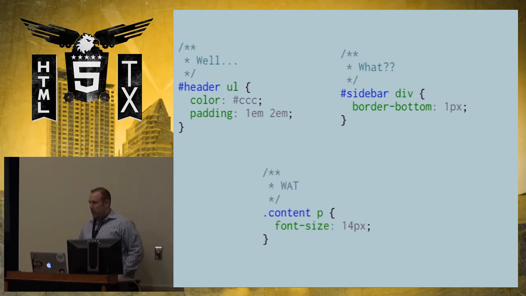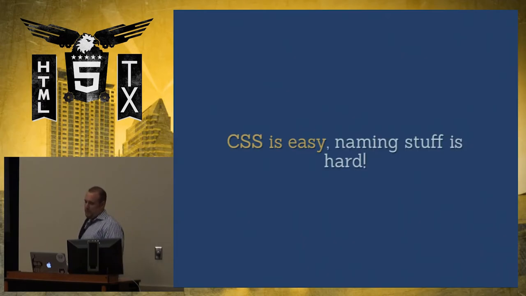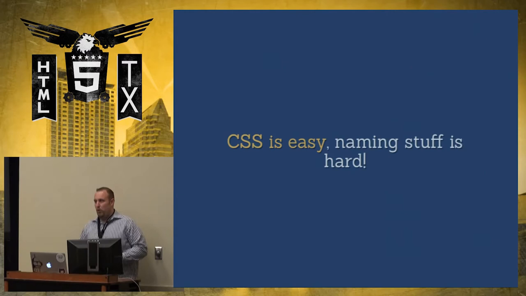And the last one I have is content P. The fact is, there's always going to be a chance that text is not going to be in a P tag every time, especially in your content. You could be inside of a section tag, and there might not be a P tag there. There's all sorts of situations where that's just not going to work out. So essentially, all that to say, CSS is easy, naming stuff is hard.